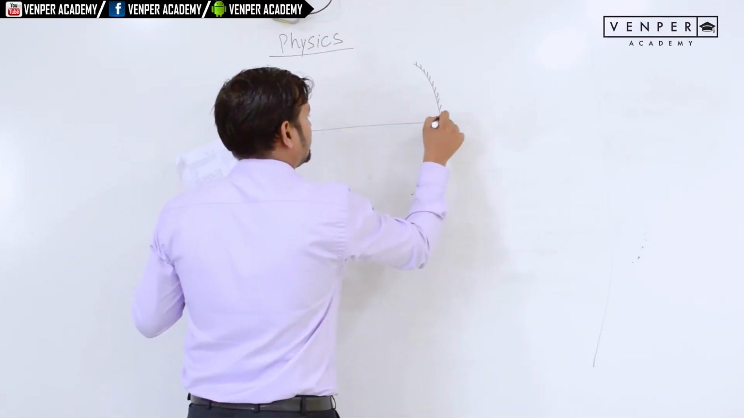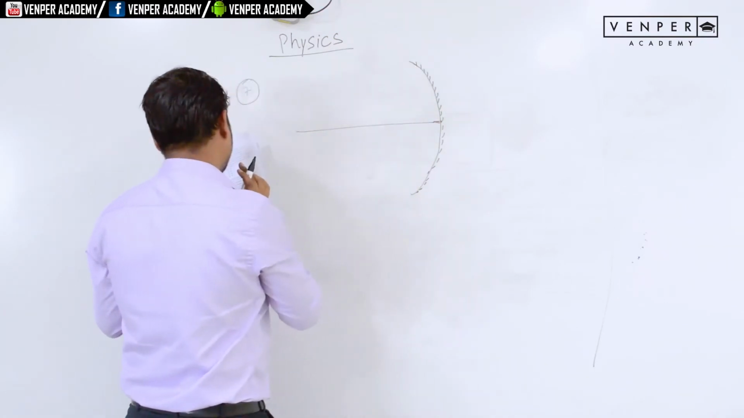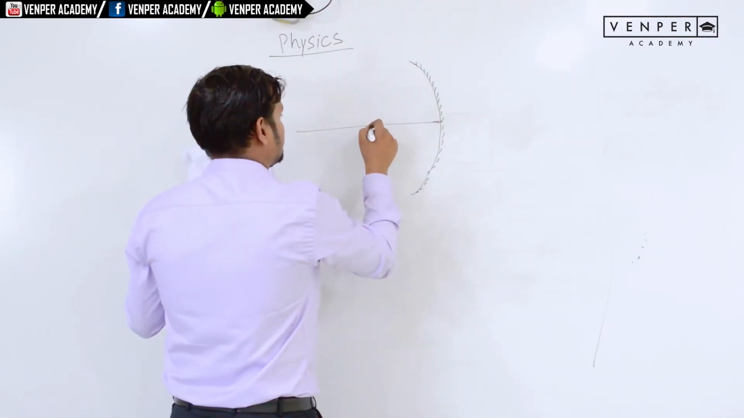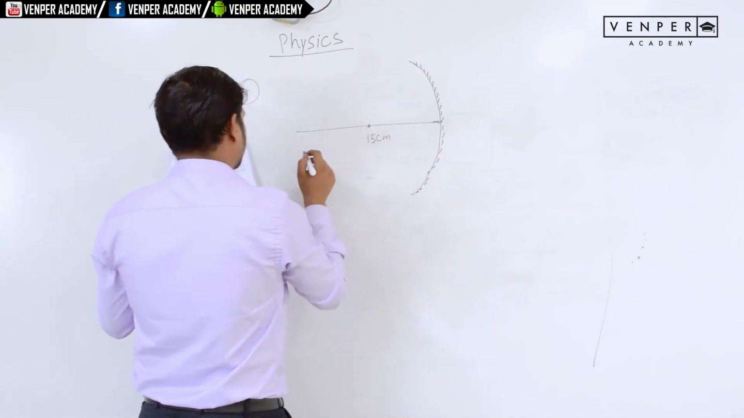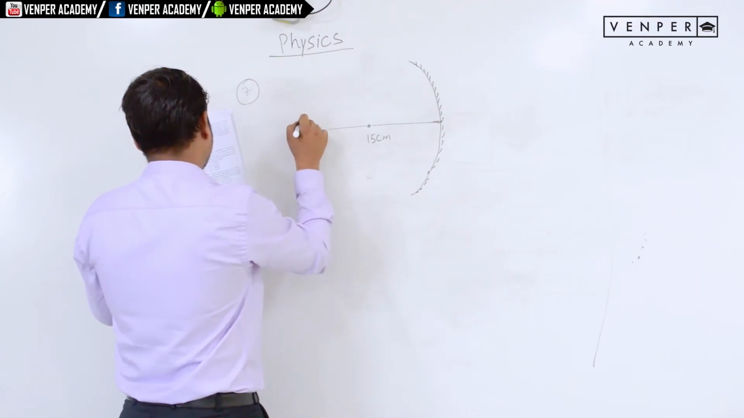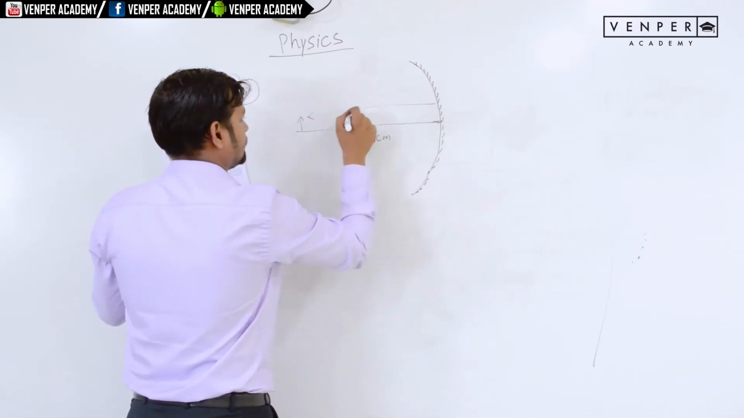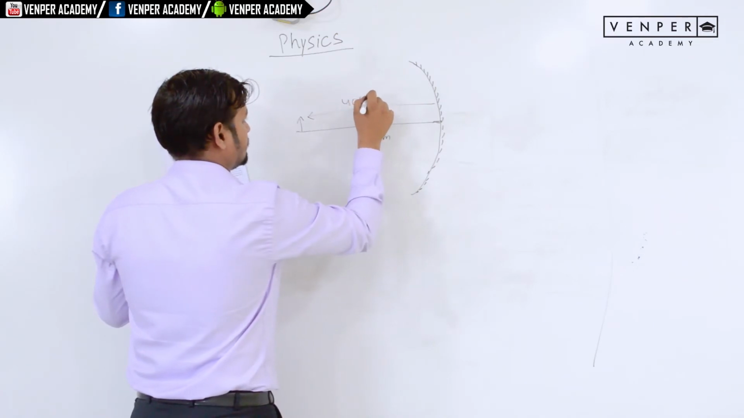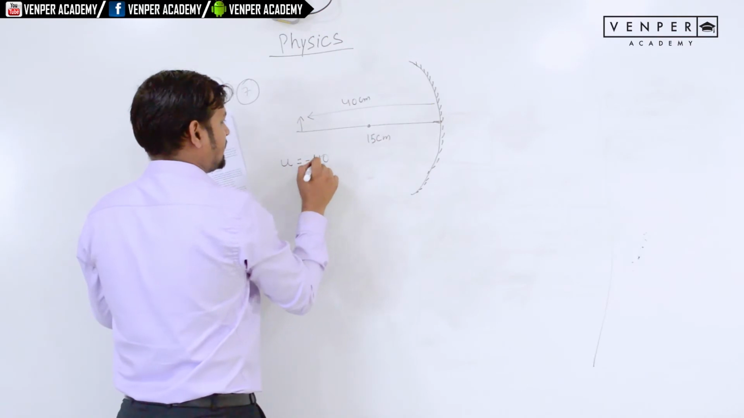This is your concave mirror. Clear? Focal length is given as 15 centimeter. Clear? Object, initially that object is at 40 centimeter. So you can say that U is minus 40 because this is concave mirror.